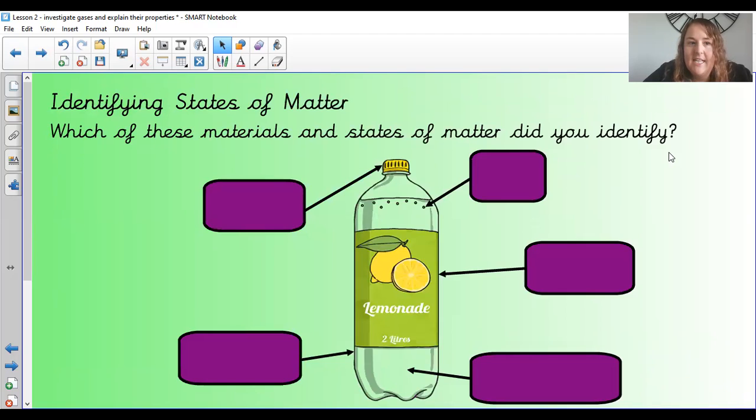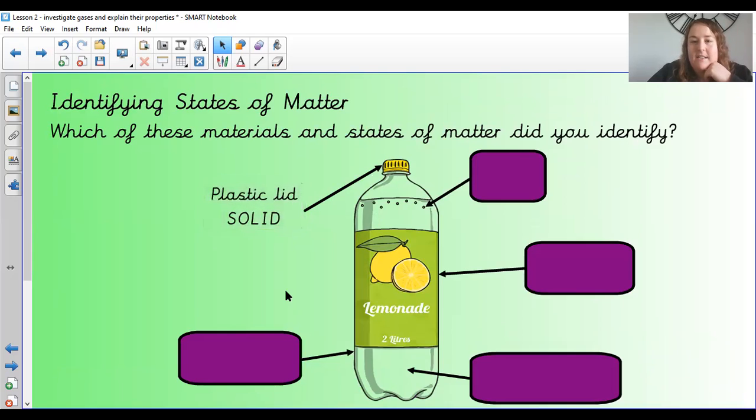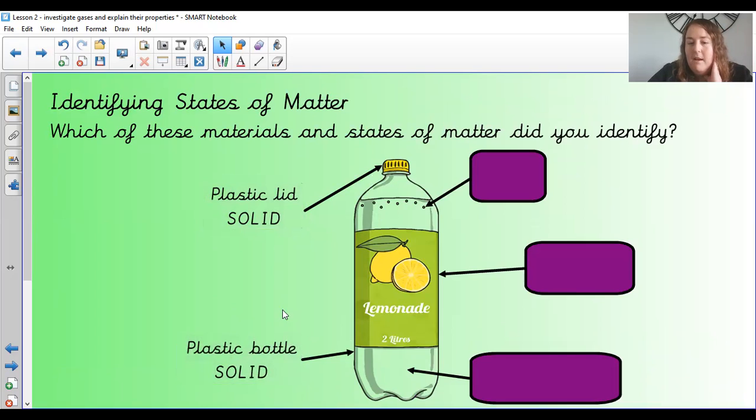So here it is again. Which ones can you identify? So we've got the lid at the top here. What's that made out of? Plastic lid, so it's a solid. How about down here? We've got the bottle itself. Yeah, it's a plastic bottle, so again, it's solid.